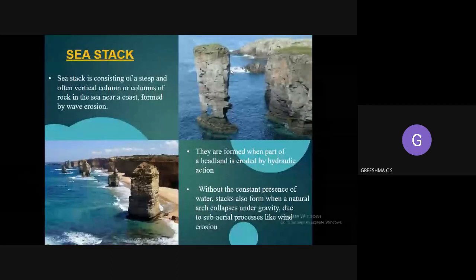Due to the hydraulic action of the waves, what has happened? A portion of the rock has been completely detached from the parent rock. A small rock separates completely from the parent rock. That is called a sea stack. See from this picture. Just see the picture and remember, you can develop it on your own.